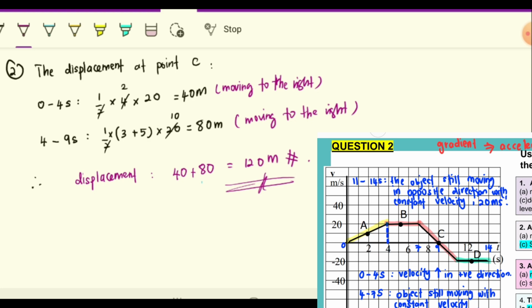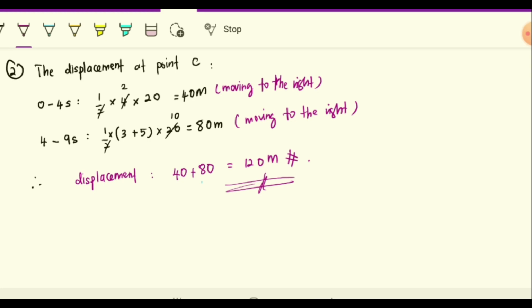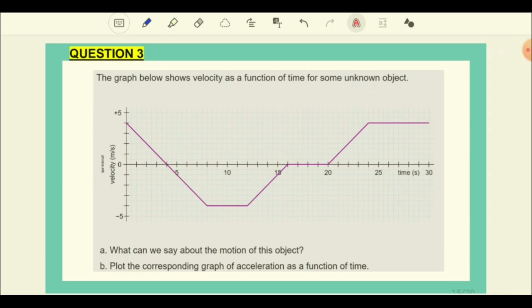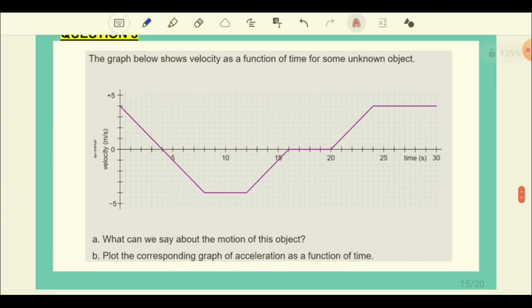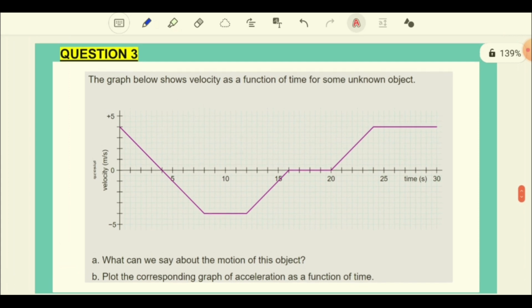Okay, good. Okay, let's proceed to question number 3. So now let's continue question number 3. Okay, so this is a V against T graph. Alright, velocity in meter per second and time in second. The graph below shows velocity as a function of time for some unknown object. What can we say about the motion of this object? Plot the corresponding graph of acceleration as a function of time.